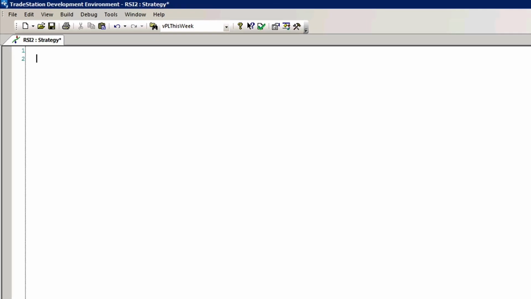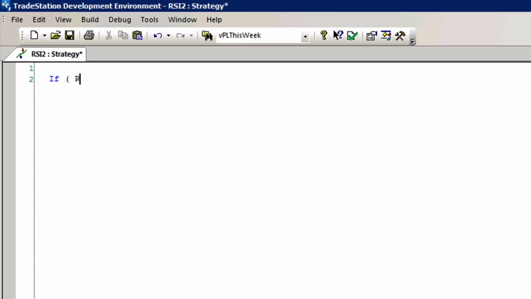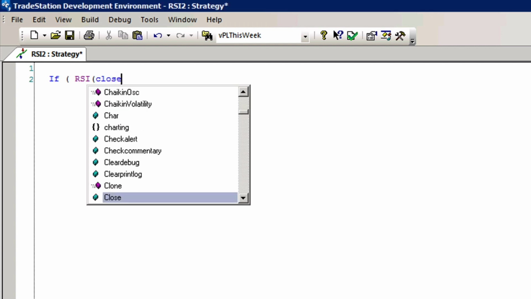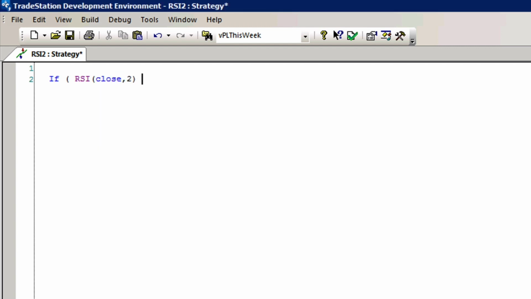Let's do that first. So if the RSI, and 2-period RSI, so this is saying we're going to take a 2-period RSI based upon the closing price. That's what we want. That's the default for our buy. When that value falls below 20, then we're going to buy next bar at market. I don't need that parentheses there. So here is our first line of code, and that's going to buy.